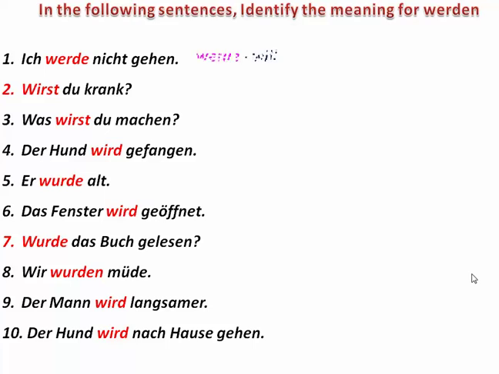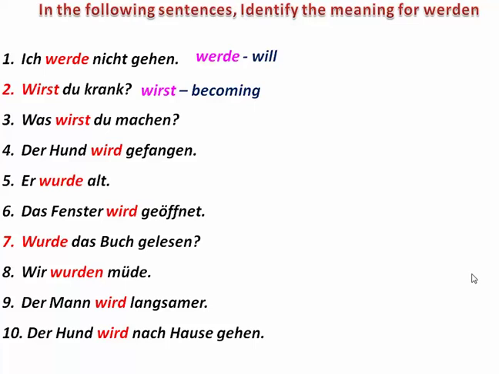Ich werde nicht gehen. This is the future. You can tell this because gehen is stuck at the end in its infinitive form. Ich werde nicht gehen. I will not go, just like in English. Wirst du krank means are you becoming or are you getting sick? So in this example, number 2, wirst means are you getting or are you becoming?